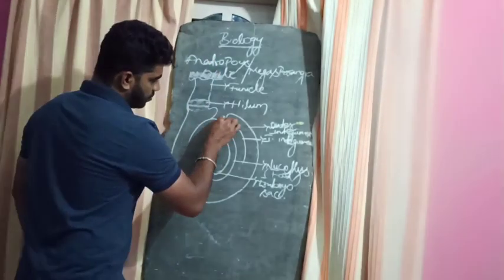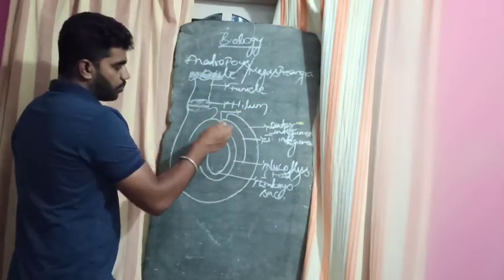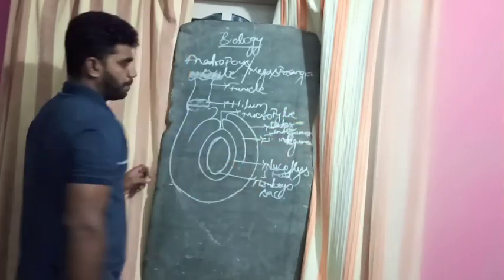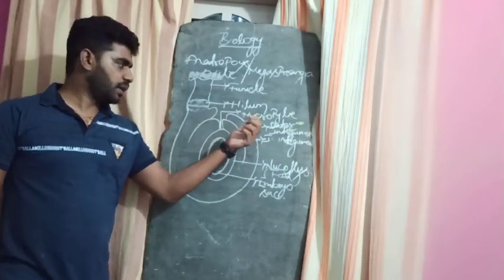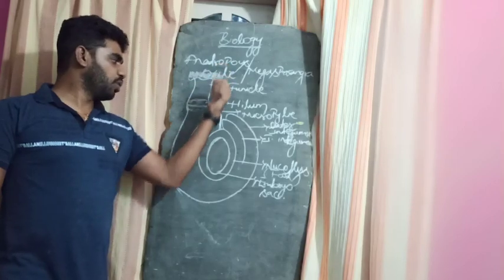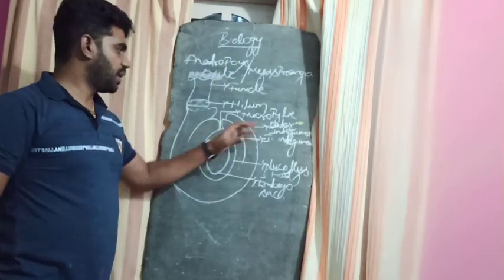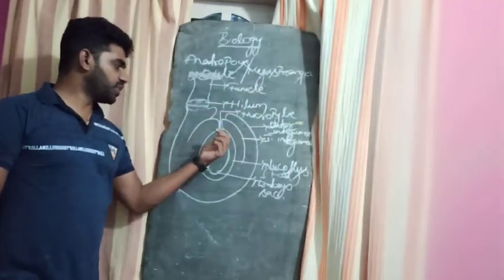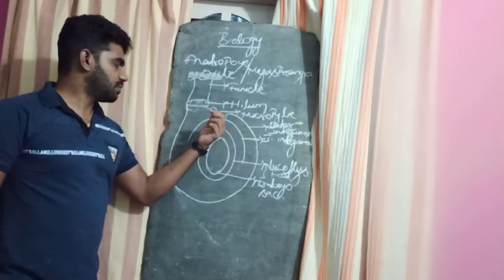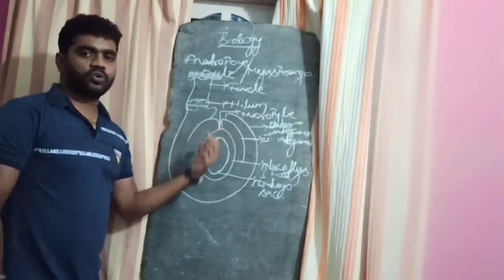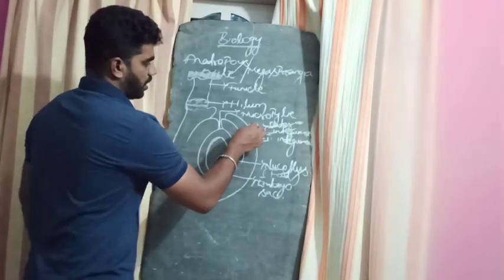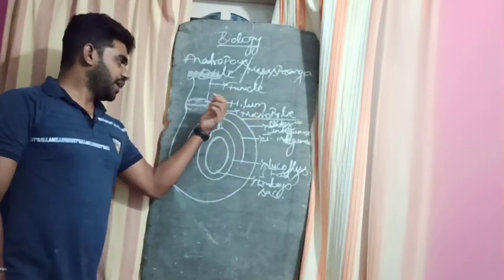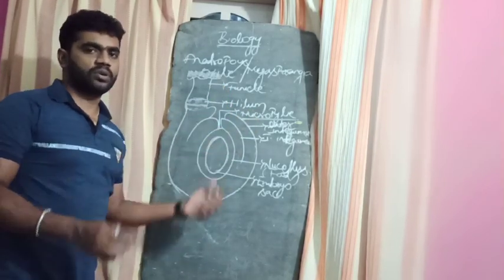And next, you see here there is an opening, and this opening is very important. We call this opening the micropyle. This is the opening through which the pollen tube enters into the embryo sac. You should remember this, it is very important. What is the function of the micropyle? That will be the question. So the micropyle helps the pollen tube to enter into the embryo sac.